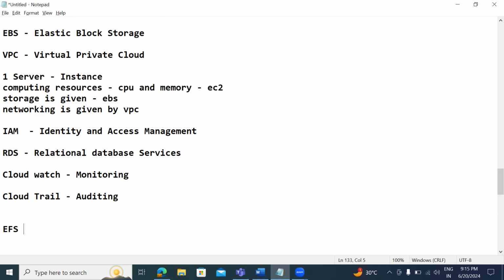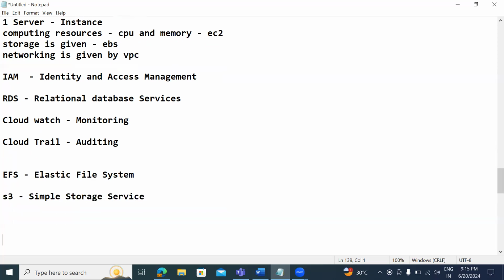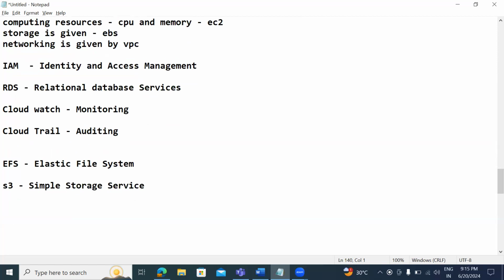Then one more, file storage related: Elastic File System. EBS and EFS we will discuss. Another storage service is called S3. S3 stands for Simple Storage Service. What is the meaning of S3?